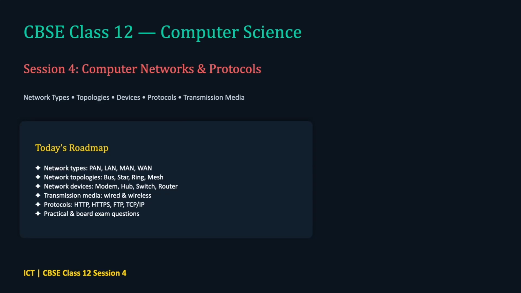Hello everyone, welcome back to ICT Knowledge. Class 12, Computer Science, Session 4 covers Computer Networks, a full theory chapter carrying 8 to 10 marks in your board exam. We will cover network types, topologies, devices, transmission media, and protocols. This is pure theory, so today we focus on definitions, diagrams, and comparisons that examiners love to test.